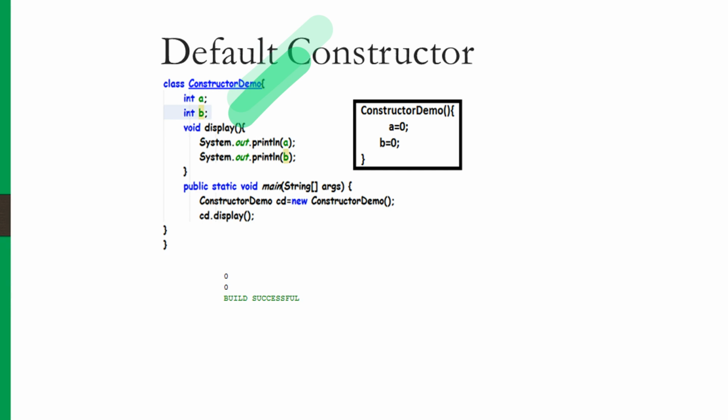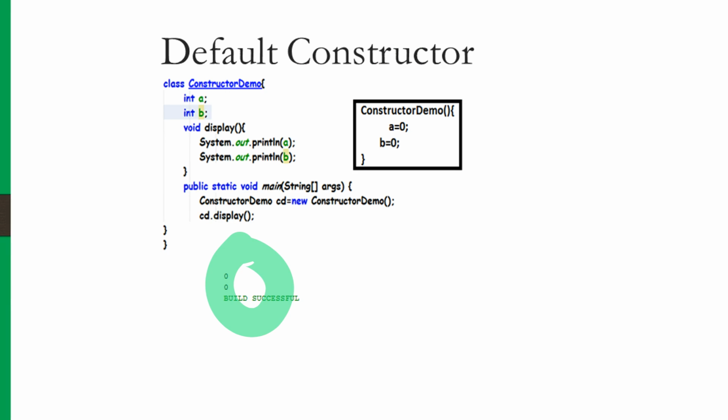Actually, what happens is that when we create the object of our class, the compiler first checks whether there is any constructor created by the programmer. If there is no constructor, then a default constructor is automatically created by the compiler, which initializes all the global variables of a class with their default values. We know that the default value of an integer is 0, so it will initialize a and b as 0. So if we try to print out the values of a and b, it will give us 0. That is how the default constructor works.